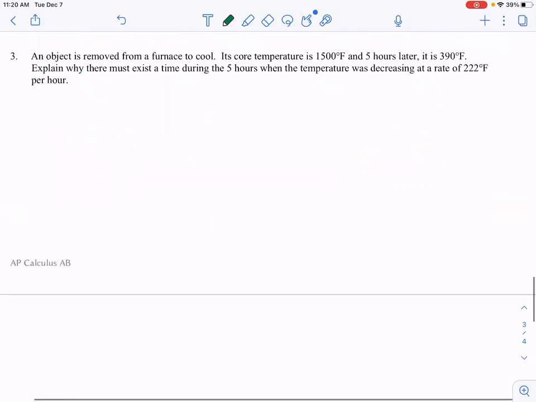Okay. I would like you to take 2 minutes to read through and then discuss this last problem at your pod.